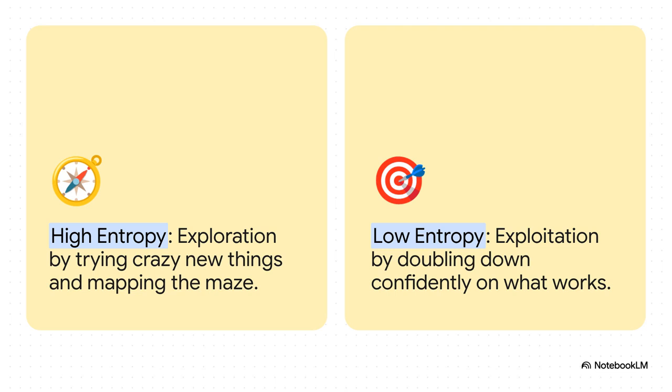On one end, you have high entropy. This is exploration mode. The AI is highly uncertain, which means it's actively trying crazy new things, seeing what works, and mapping out that maze we talked about earlier. On the other end, you have low entropy. That's exploitation mode. The AI has figured out a path that actually works, its uncertainty naturally drops, and it confidently doubles down on executing that specific winning strategy.